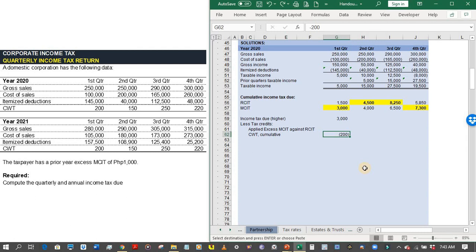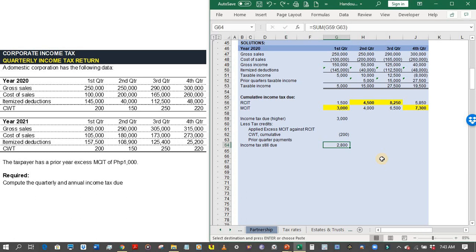Another tax credit would be the prior quarter payments. Since this is the first quarter of 2020, there will be no prior quarter. That is why this will be 0. And the income tax still due and payable for the first quarter is 2,800, which is due on May 15, 2020.